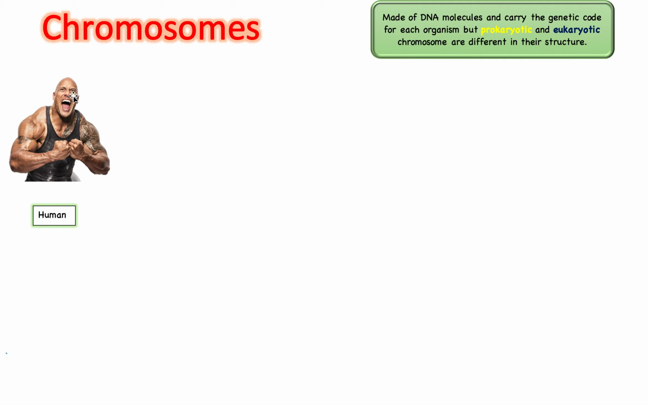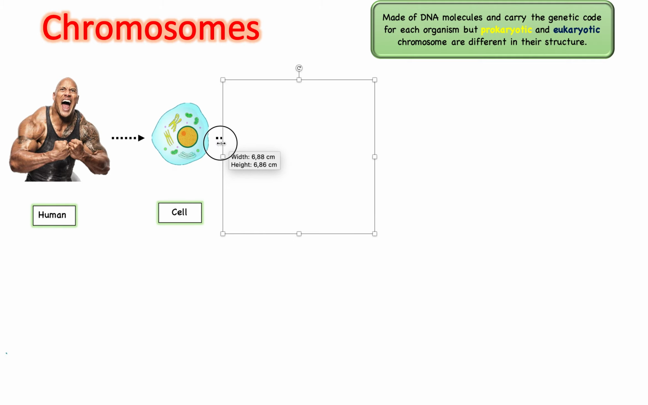So let's start off with a famous guy, The Rock. Okay, he's going to represent our average human. What happens when you look really closely at The Rock? Say with a microscope. You will see cells, right? We know that we're made up of cells. It's the smallest living thing that we're made of.